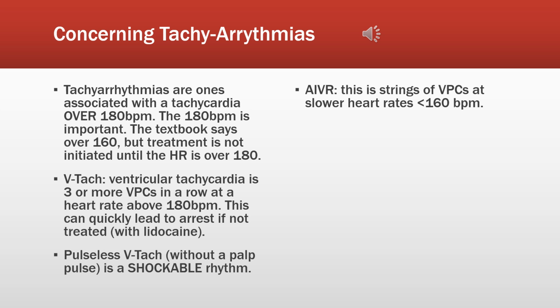So there are 2 that we discuss. One is pulseless VTach, that is a shockable rhythm. The other is ventricular fibrillation. So we'll get into that after, but right now we're just talking about tachyarrhythmias. As I said before, AIVR are strings of VPCs, but it's at a slower heart rate of less than 160.